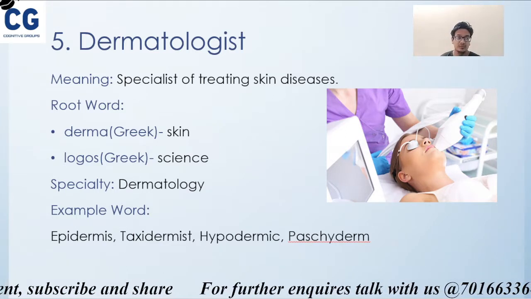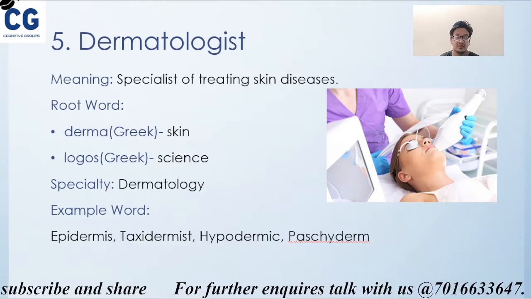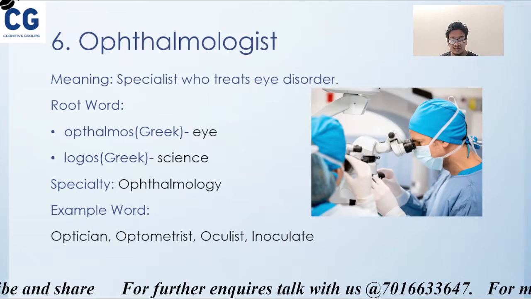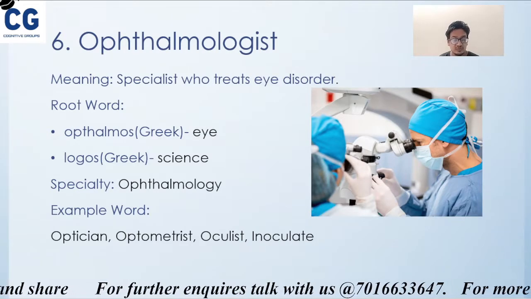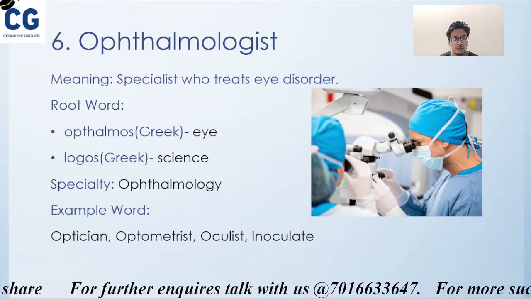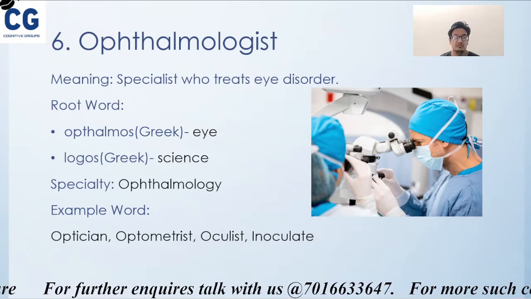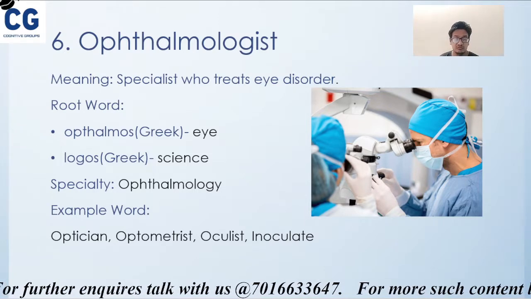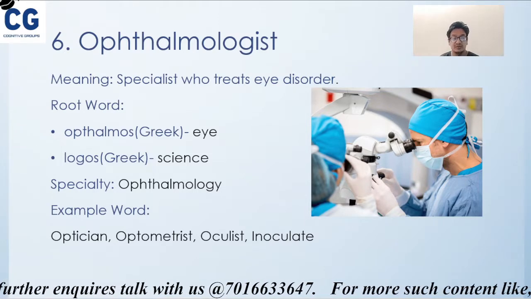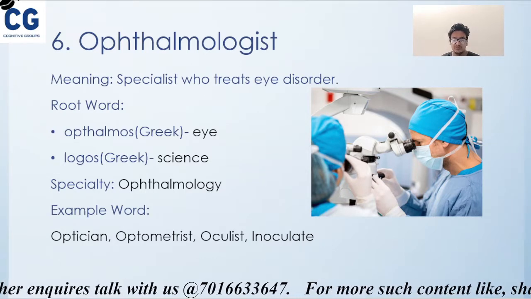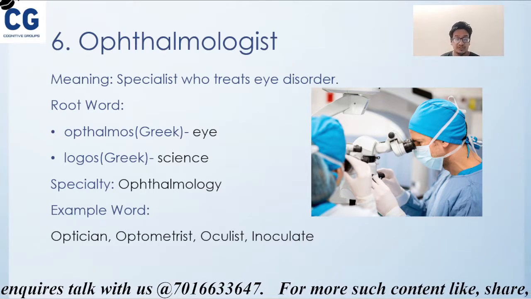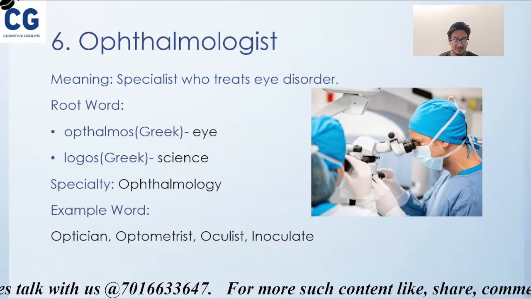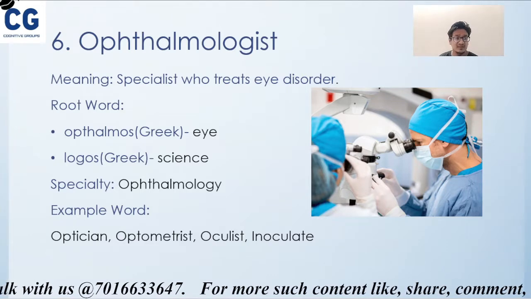Your homework would be to find the meaning of these words and mention them in the comments below. The sixth word is ophthalmologist, a specialist who treats eye disorders. The root words are ophthalmos, a Greek word for eye, and logos, another Greek word for science. The specialty is ophthalmology. Some other words that can be formed from the root words are optician, optometrist, oculist, inoculate. You can also find the meanings of these words and mention them in the comments below.